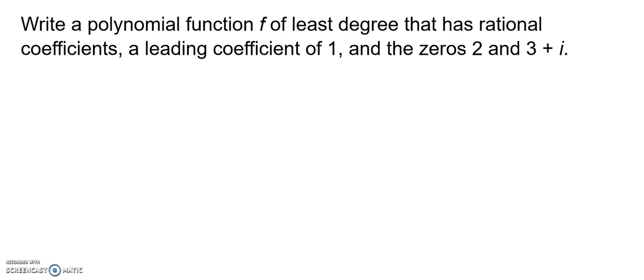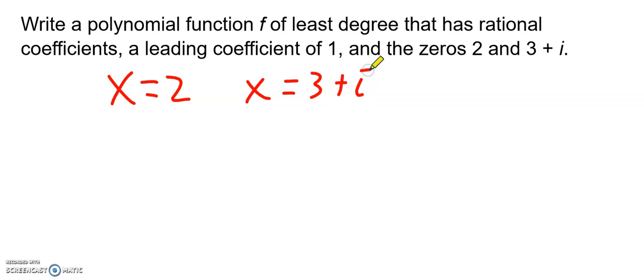So, for example, if I want to write a polynomial function f of least degree that has rational coefficients, a leading coefficient of 1, and the zeros 2 and 3 plus i, I would follow the same pattern I did for those problems with irrational roots, where I would say, okay, if my zeros are x equals 2 and x equals 3 plus i, then I know if I'm going to have rational coefficients and it's going to be a polynomial, then I also have to have a zero of 3 minus i.